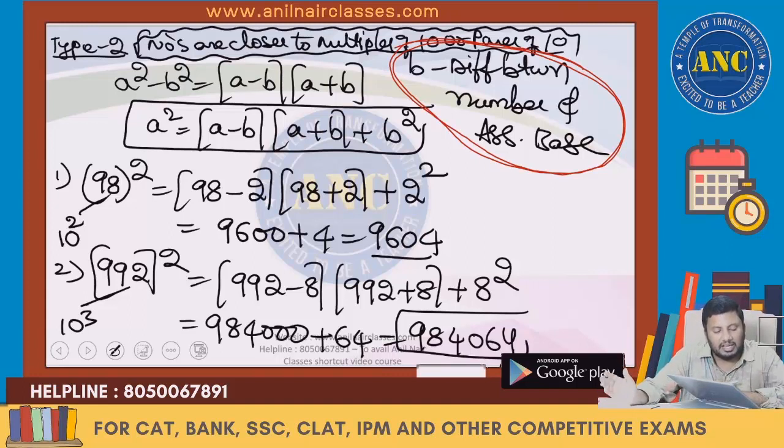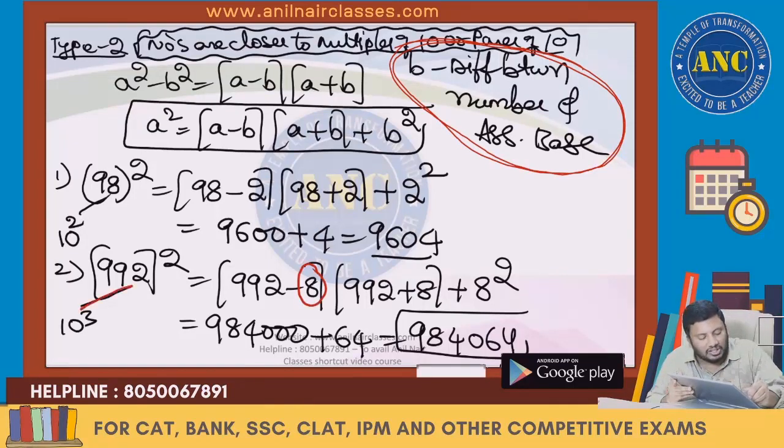98 is nearer to 100. So 98 minus 2 into 98 plus 2, plus 2 square. 992 square, 992 minus 8. This is the absolute difference between the number and the base. Absolute means either 992 minus 1000 or 1000 minus 992. Idea clear? Third example. Please write down.